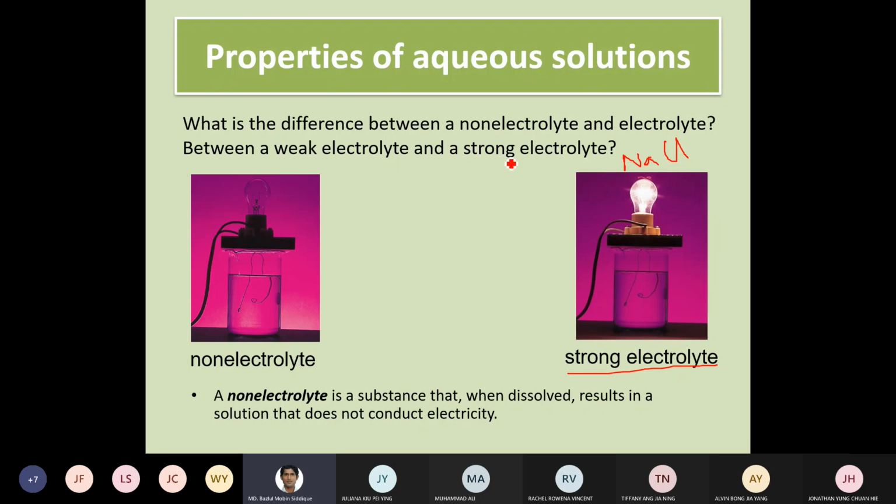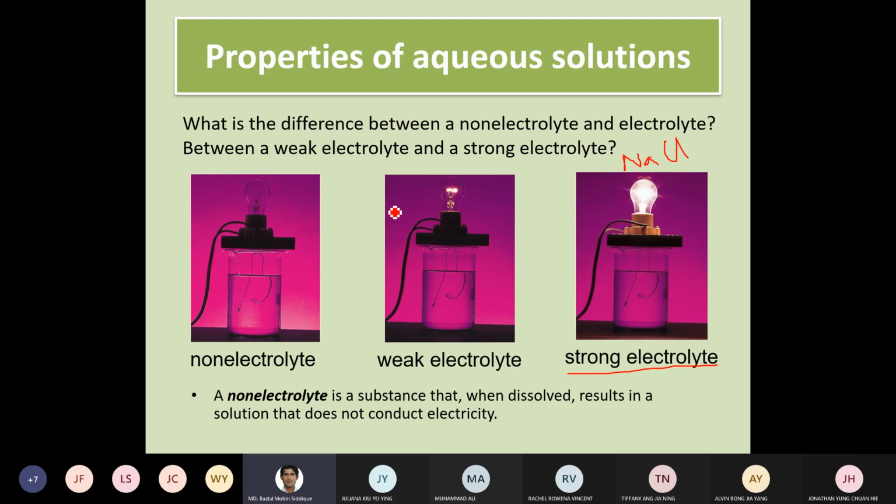So it is an ionic bond, with a difference of more than 1.9. So it is an ionic bond, and it will produce a strong electrolyte solution. But those that are not that much ionic bond but polar covalent bond, they will also produce some weak electrolyte in this.